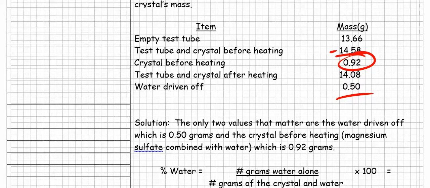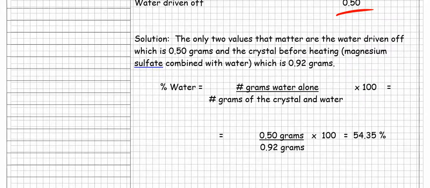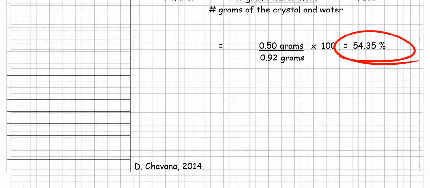So the percent water then is the number of grams of water, experimentally determined, which is 0.50 grams, divided by the grams of the crystal and the water, 0.92 grams, times 100. And that is equal to 54.35%. So in this experiment, what we've determined is that the percent of water by mass of this hydrate is 54.35% water.